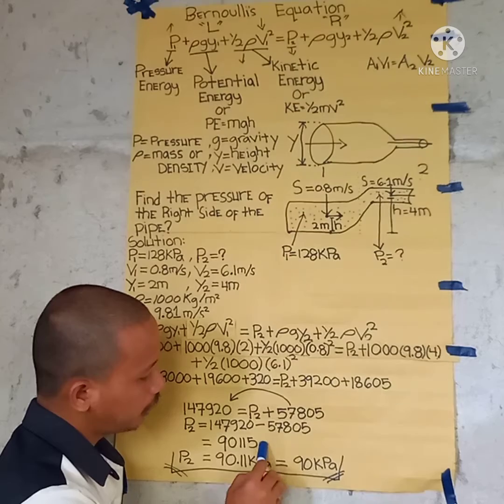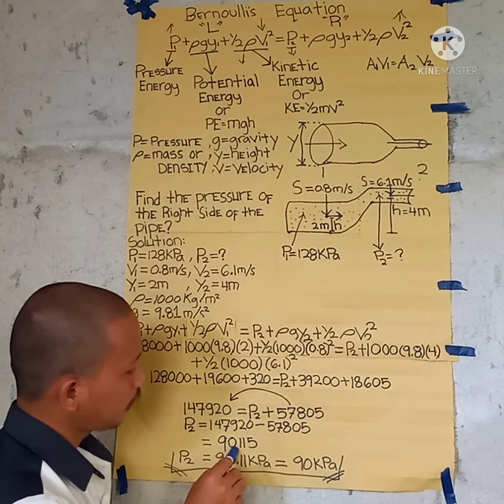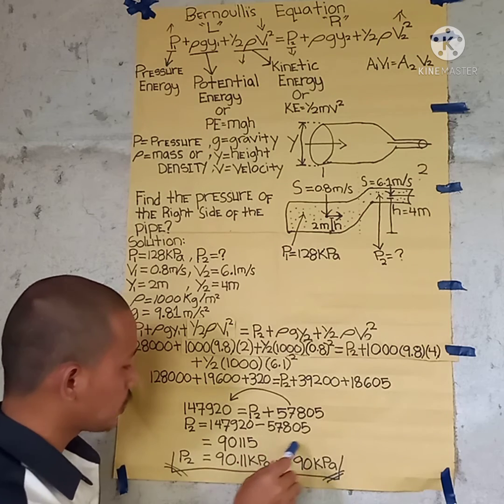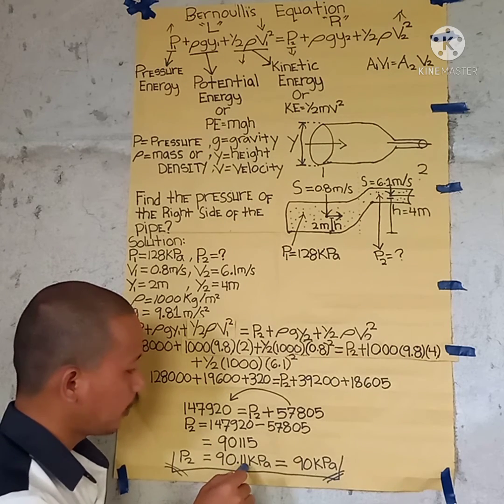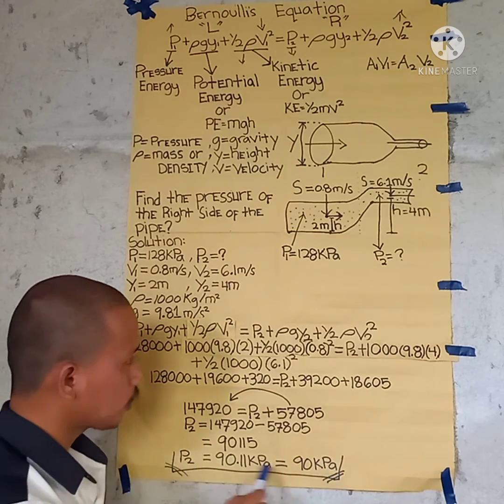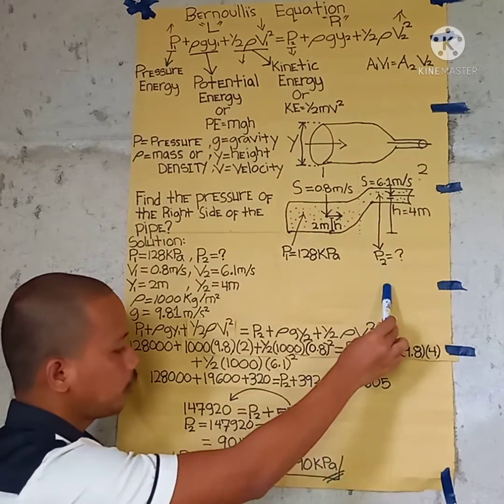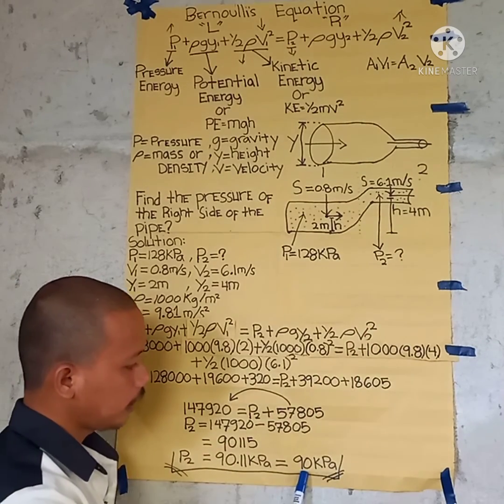So ato na siya i-convert to kilopascal. So ato siya i-divide, 90,115 divided by 1,000, which is 90.11 kilopascal or 90 kilopascal. So makuha na ato ang pressure sa right side of the pipe, which is 90 kilopascal.